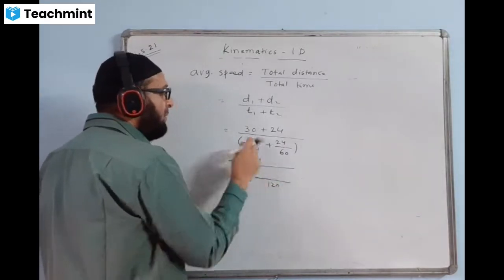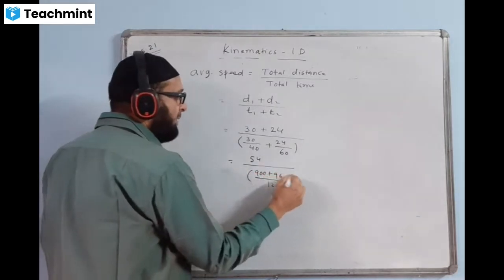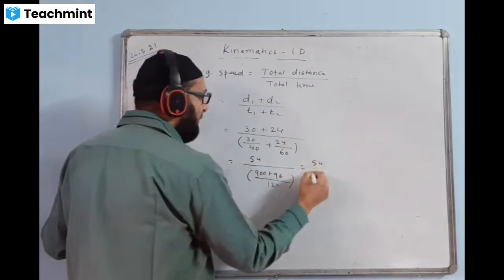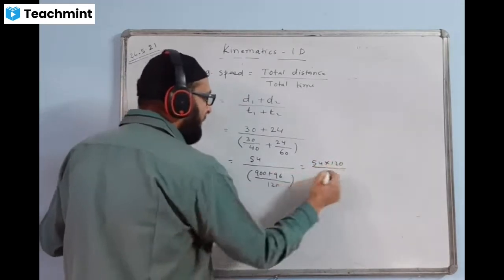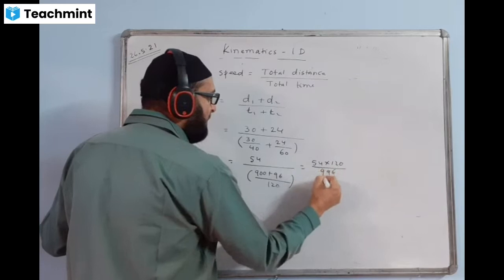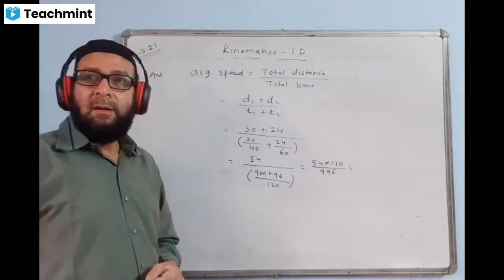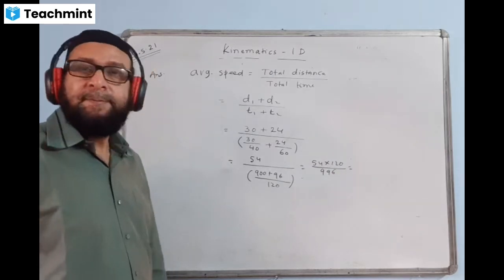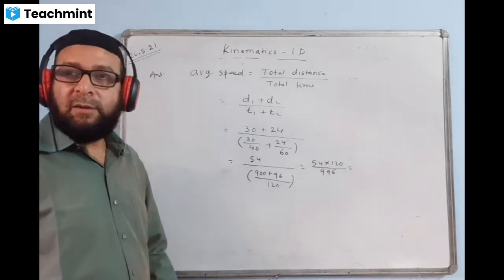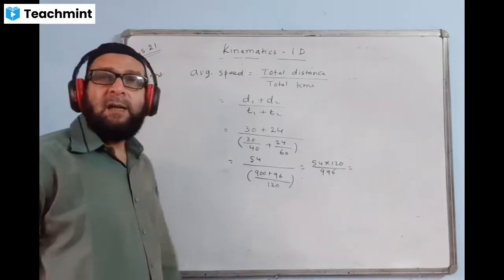3 times 30 will become 90. 2 times 24 will come 48. You can do it now: 54 upon 120 is going to come. These two will be added up, 9, 6, 96. Calculate, your answer comes 46 point something, which you are rounding off approximately to 47. You can check the answer in a calculator. And this time you are allowed to use a calculator, okay? Any scientific one.